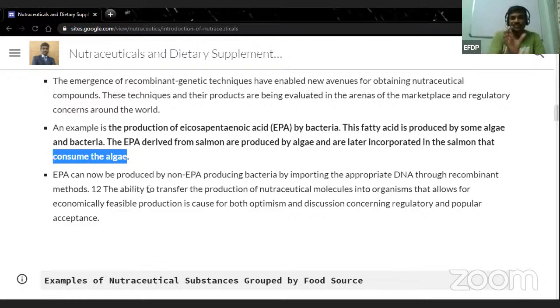Algae is producing eicosapentaenoic acid, a fatty acid produced by the algae and bacteria. And if these algae and bacteria are eaten by the salmon fish, the salmon fish automatically gets EPA, and if a human being eats that salmon fish, then he is getting EPA. So that is a non-food source. So there are many debates on non-food and food source. So that is very important.